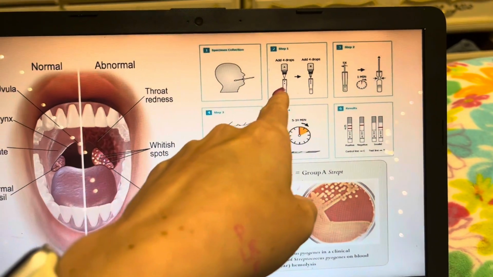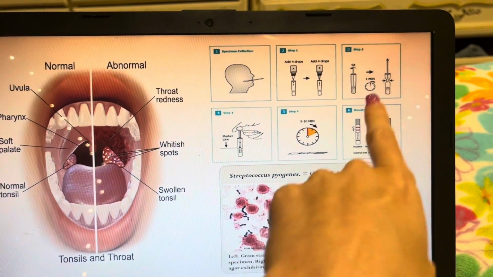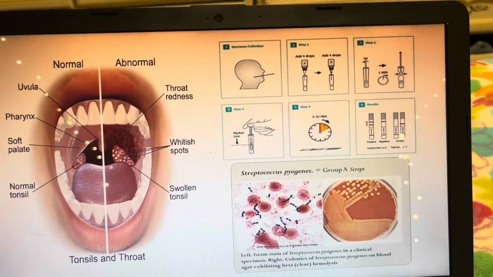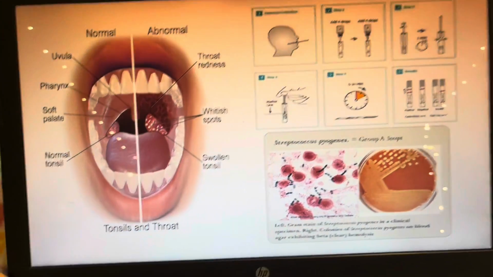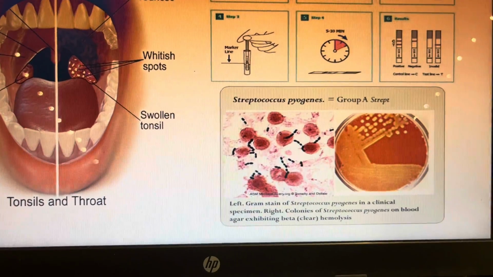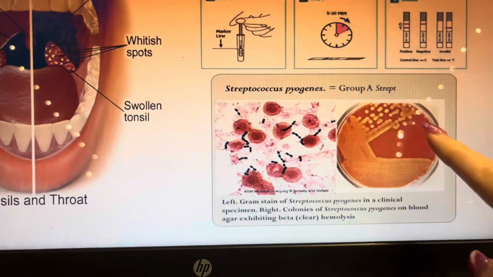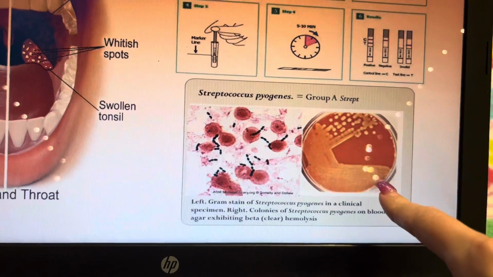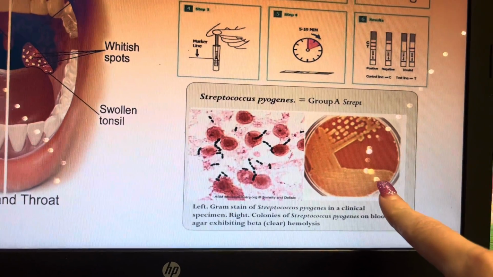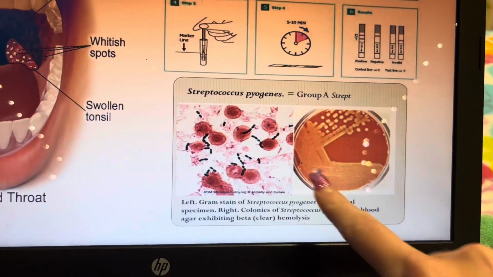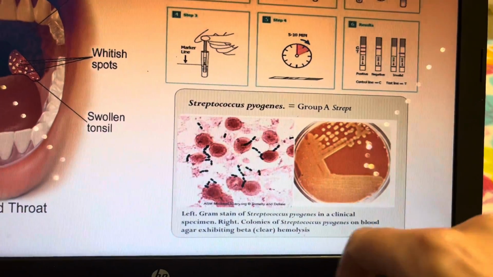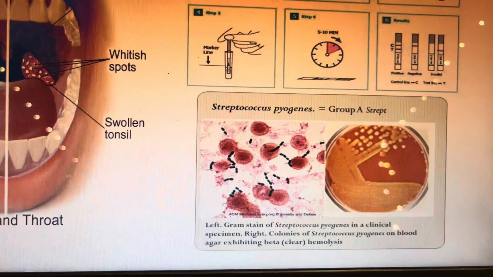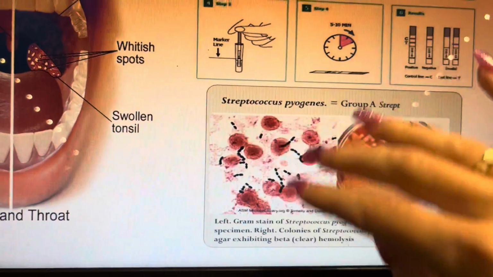It shows you doing the reagent and waiting and all that stuff, and then it'll tell you whether it's positive or negative. And then I saw this really good swab. This is what the culture looks like for that throat swab for strep A. This is what it looks like on a plate. And this is what it looked like under a microscope. And I was really fascinated because of all the different cells that I saw in it.